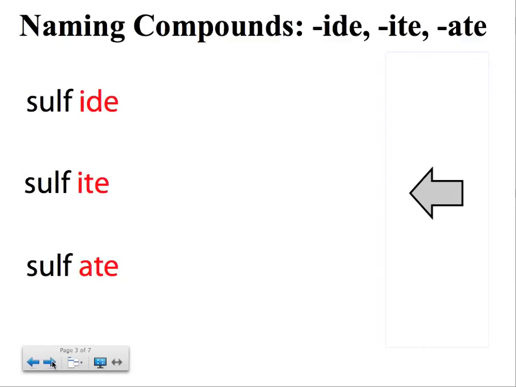Okay, we have sulfide, sulfite, and sulfate. So the sulf tells you that all of them contain sulfur. But what does everything else mean?